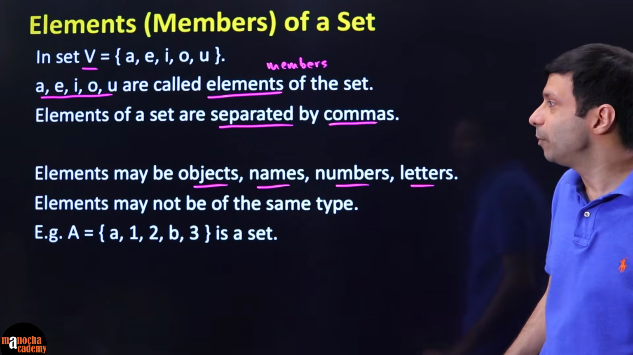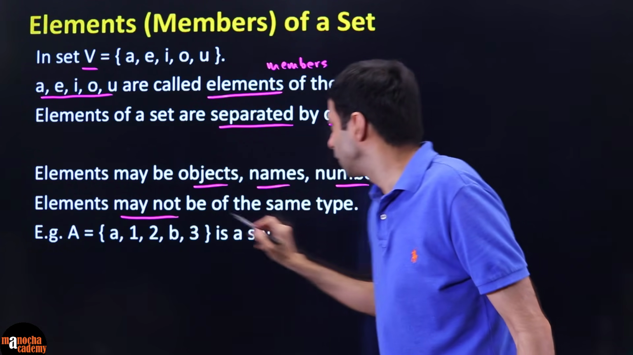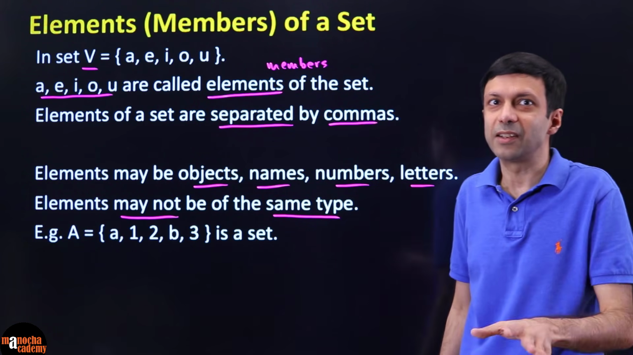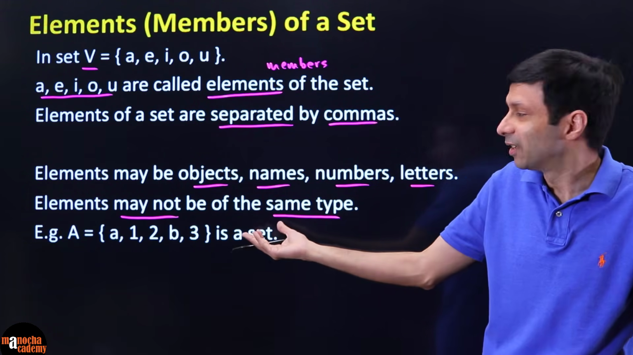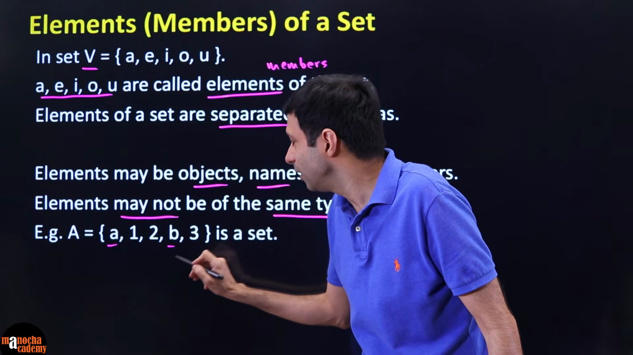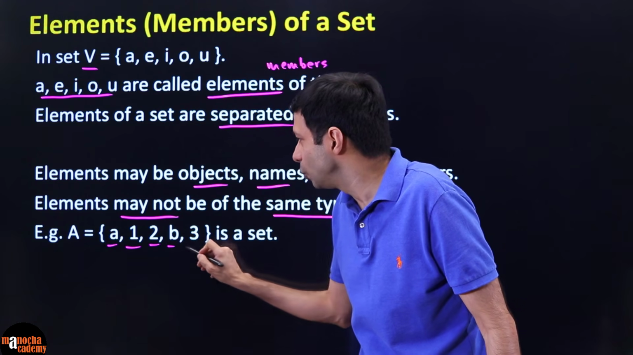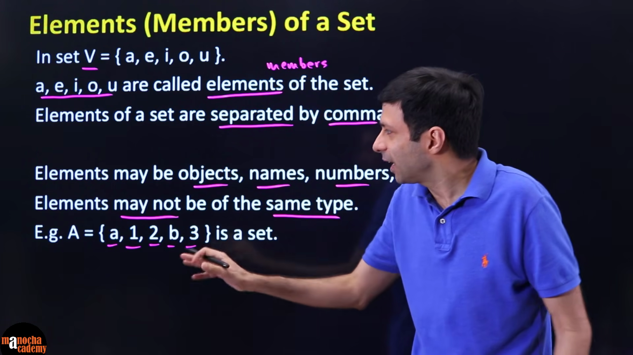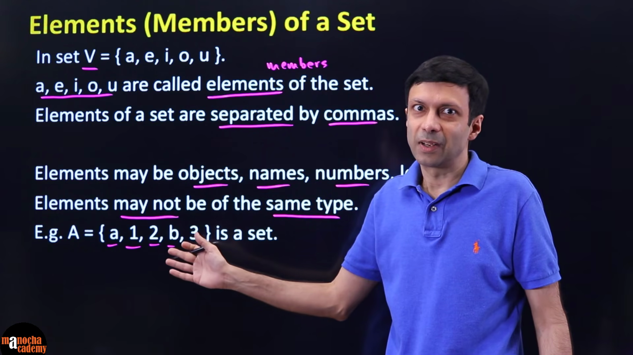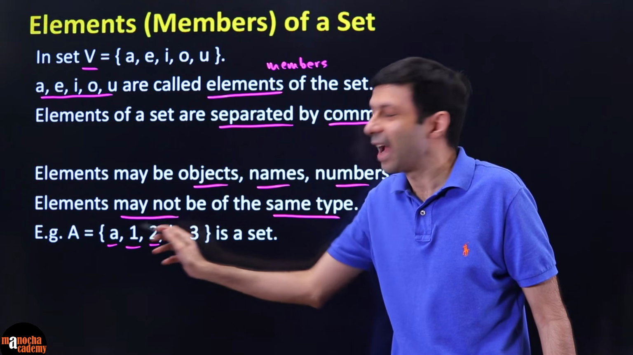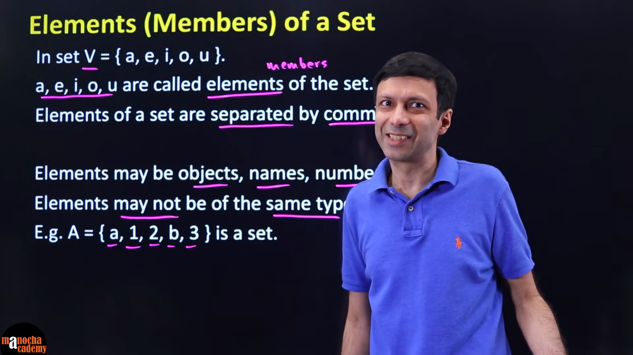And remember, elements need not be of the same type. So a set doesn't have to have only numbers or only letters. It can be a mixed bag like this. For example, in this set, you can see there are letters A, B, but there are also numbers 1, 2, 3. This is absolutely fine. Don't think it is wrong. A set can have mixed things like this. And remember to separate the elements or members with commas and put them within curly brackets.